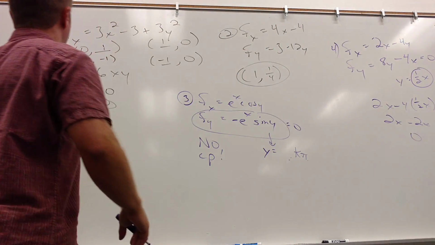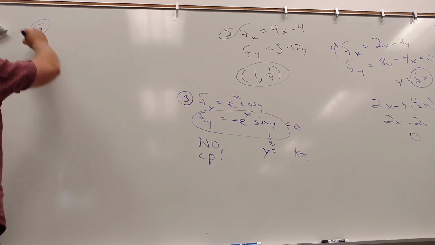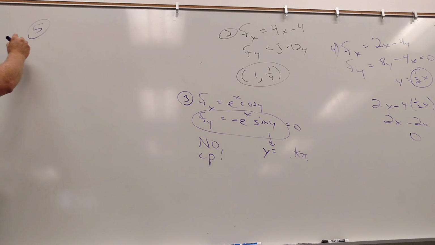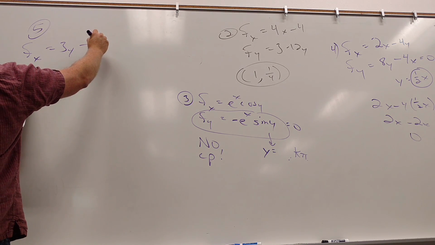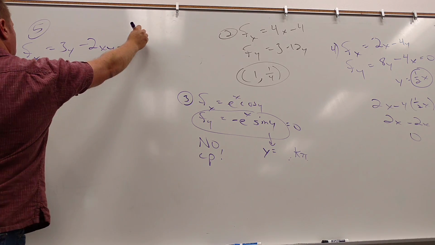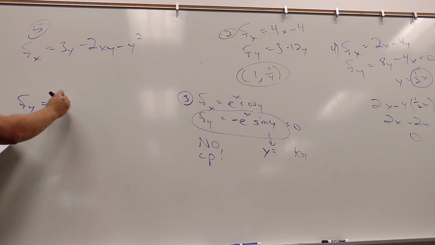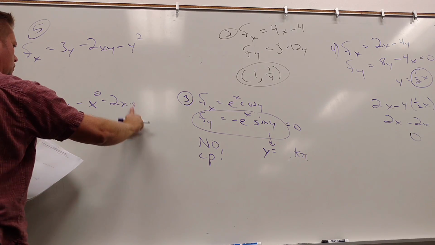What about number 5? What's fx for number 5? 3 minus 2x minus y. I like it. And then what's fy? 3x minus x squared minus 2xy. I like it.